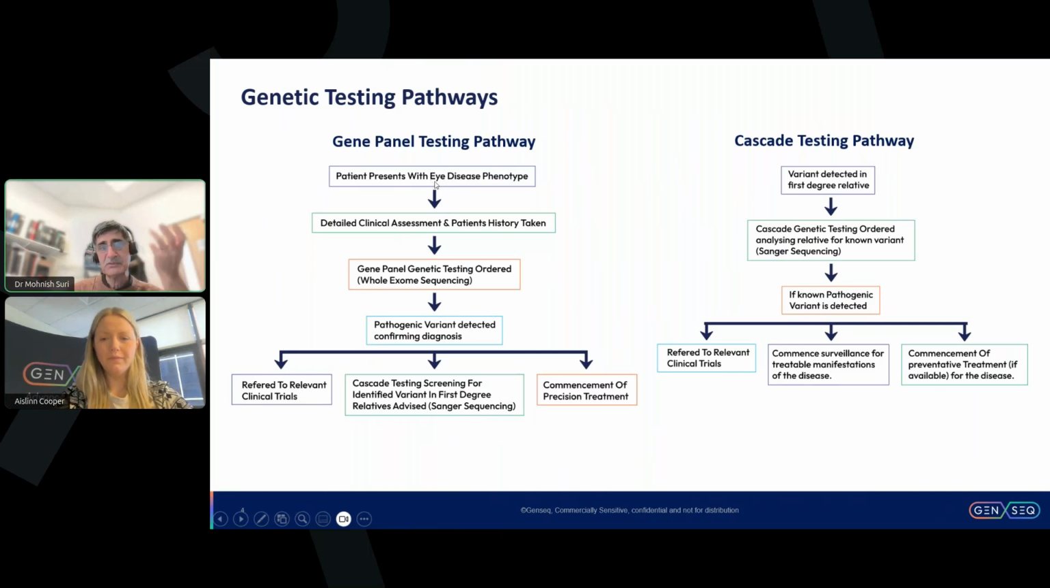A patient presents with an eye phenotype. You do a detailed clinical assessment, take a history, draw up a family tree, then decide what sort of panel test you want to offer. And there are a wide variety of panels that you can choose from.